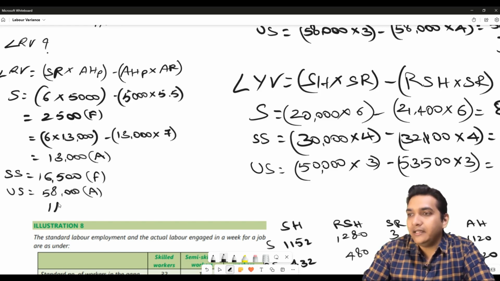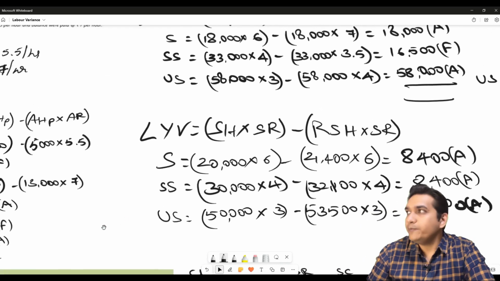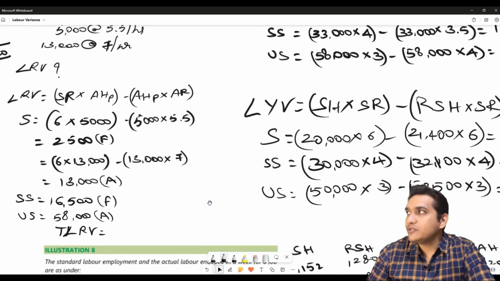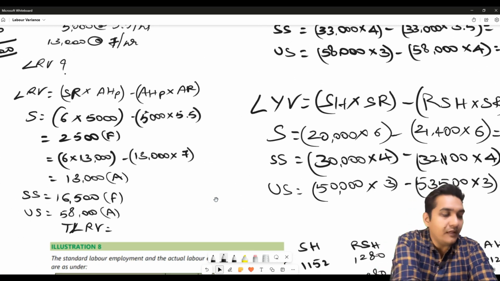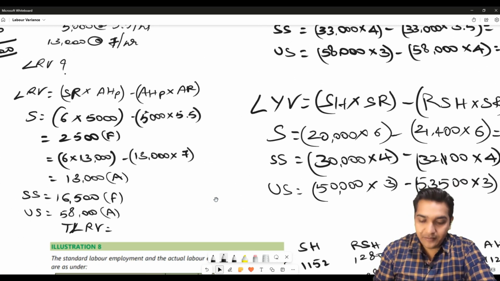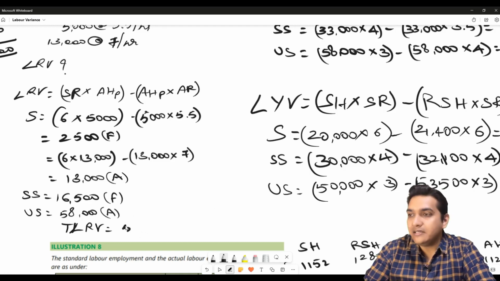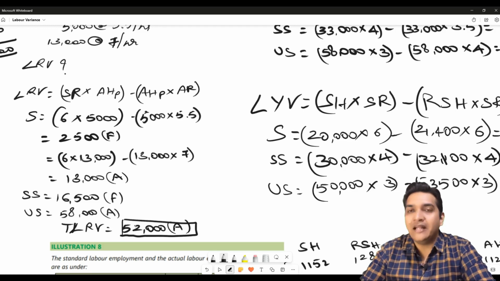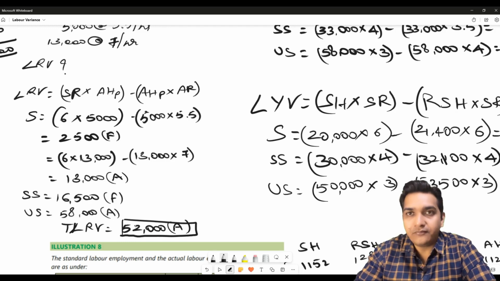So the total labor rate variance will be equal to 2,500 minus 13,000 plus 16,500 minus 58,000, which comes to 52,000 adverse. So this is my total labor rate variance. Now we will move on to our next problem.